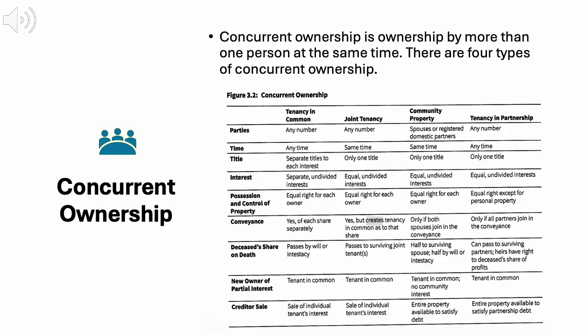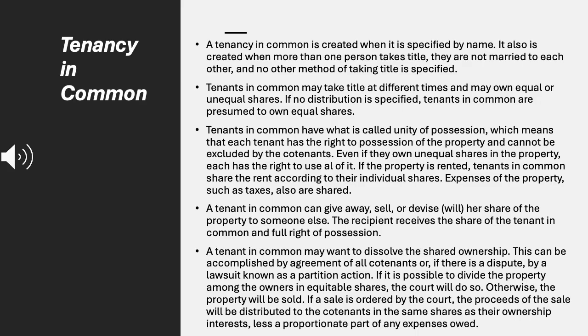Concurrent ownership. Concurrent ownership is ownership by more than one person at the same time. There are 4 types of concurrent ownership: tenancy in common, joint tenancy, community property, and tenancy in partnership.